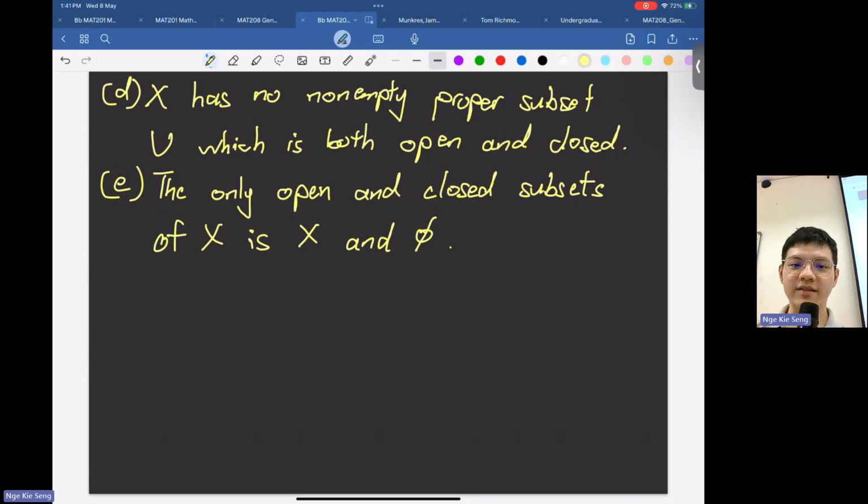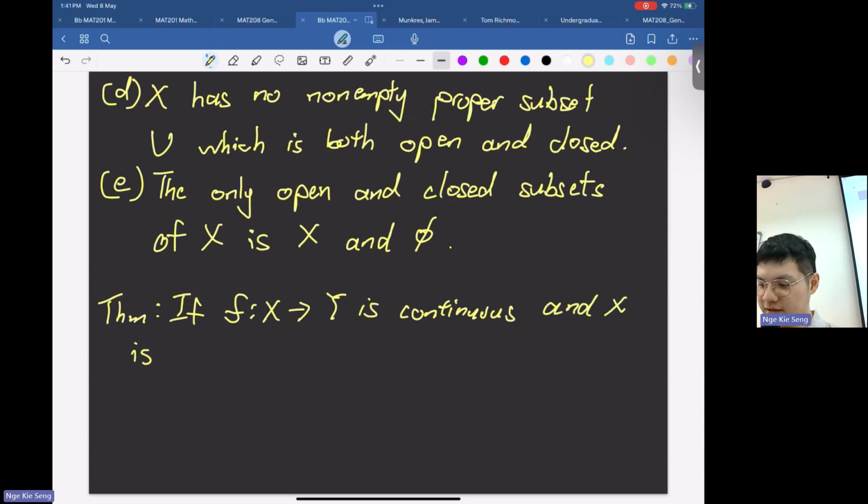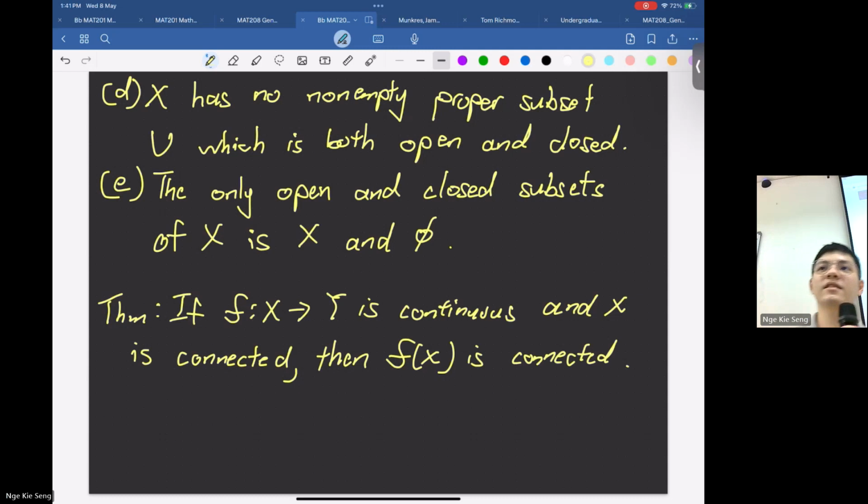And this theorem here. Maybe we don't look at examples first. Let's deduce some more theorems. If f is continuous and X is connected, we can deduce that f(X) is connected. What does this statement say? In other words, the continuous image of a connected set is connected.